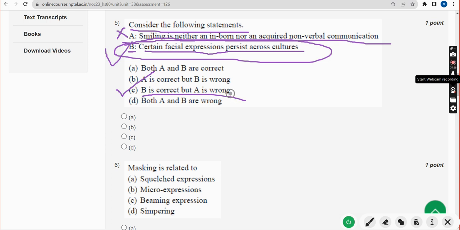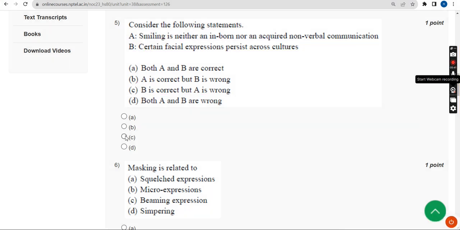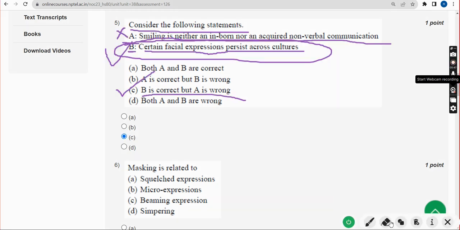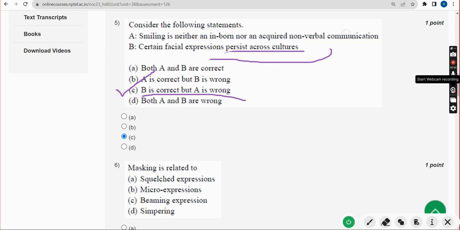So guys, these are completely my probable solutions. I don't want to make any guarantee regarding these solutions, but I tried my best to find the best solutions, guys, after viewing all the lecture videos. So I'm going with option C. I have found smiling is inborn and also acquired, but here they have given the opposite. So I'm going with option C.